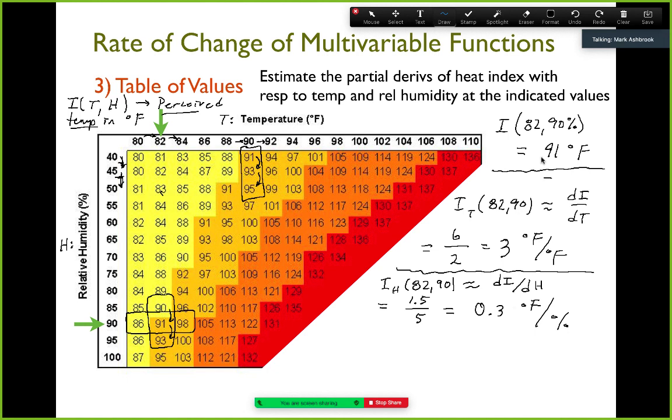Okay, so here we are at 82. Any questions on that? So we got this rate. Those are our 2 partial derivatives. Those are our 2 rates of change.